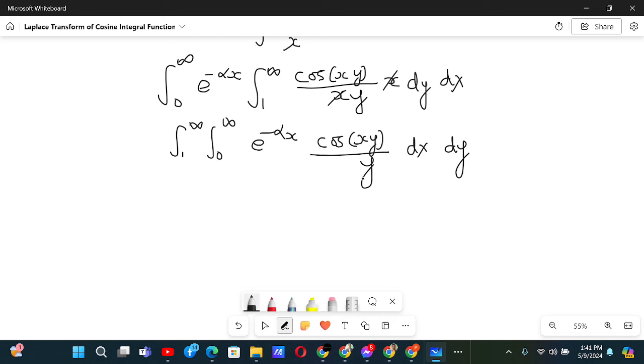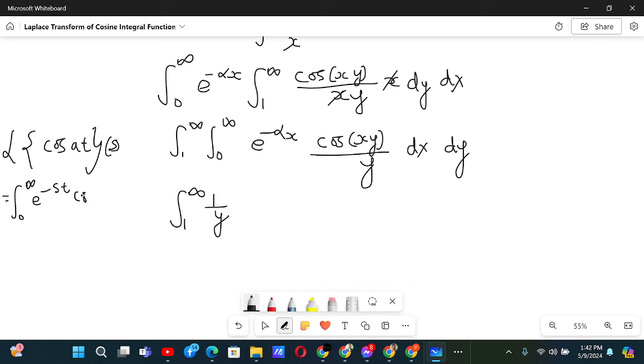Now in the world of x, y is constant, so take the constant outside. Integral from 1 to infinity of 1 by y. Now we have e to the power minus alpha x cos of xy, integral from 0 to infinity. Now this is just a Laplace transform. The Laplace transform formula: Laplace transform of cos of at is the integral from 0 to infinity of e to the power minus st cos of at dt, and this is just s by s square plus a square. That is the formula of the Laplace transform, which can be derived easily using the Euler formula representation. Now this one over here becomes alpha by alpha square plus x square.